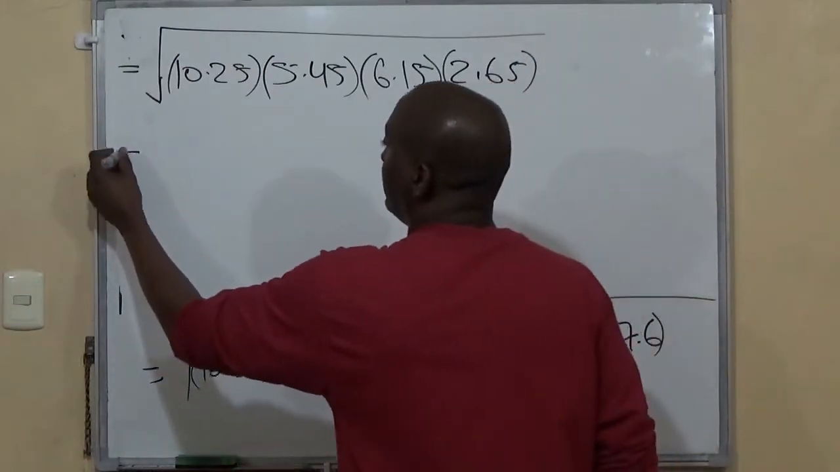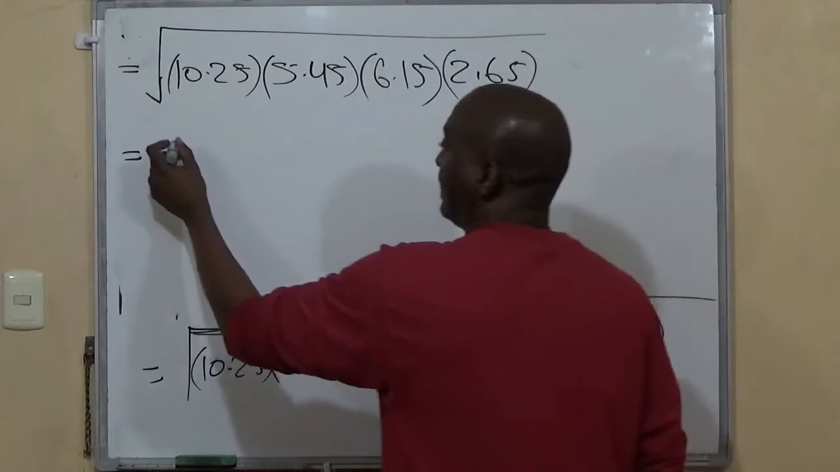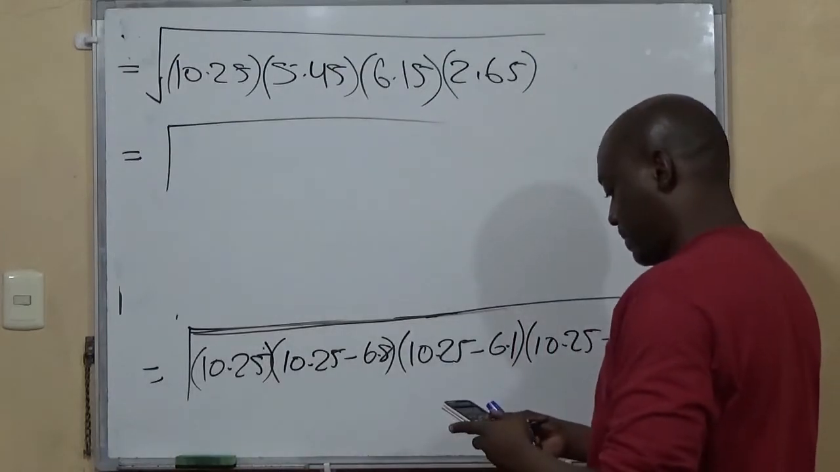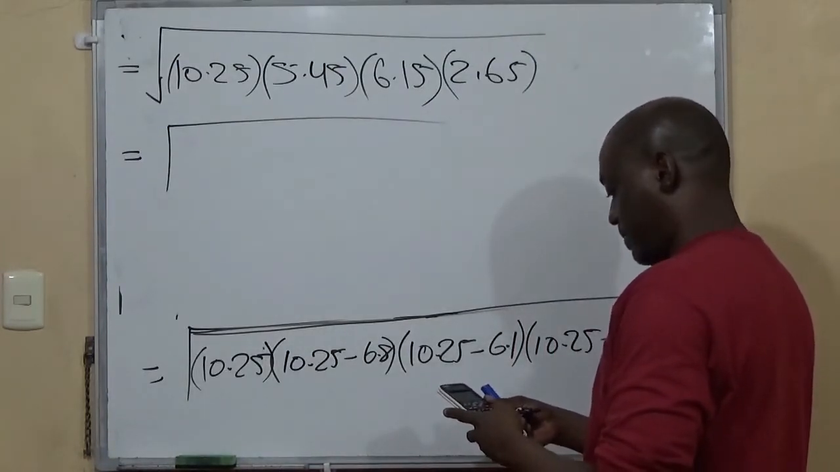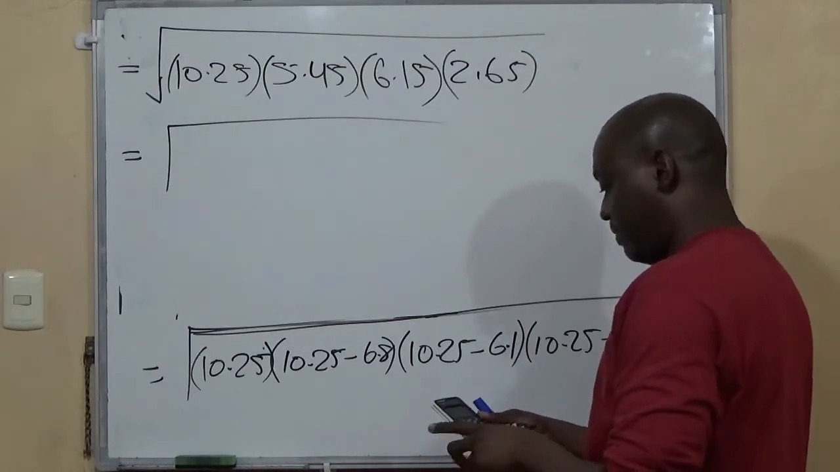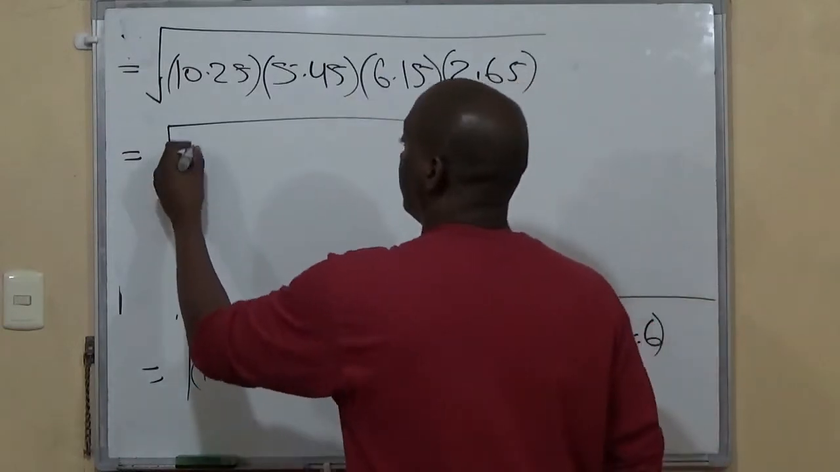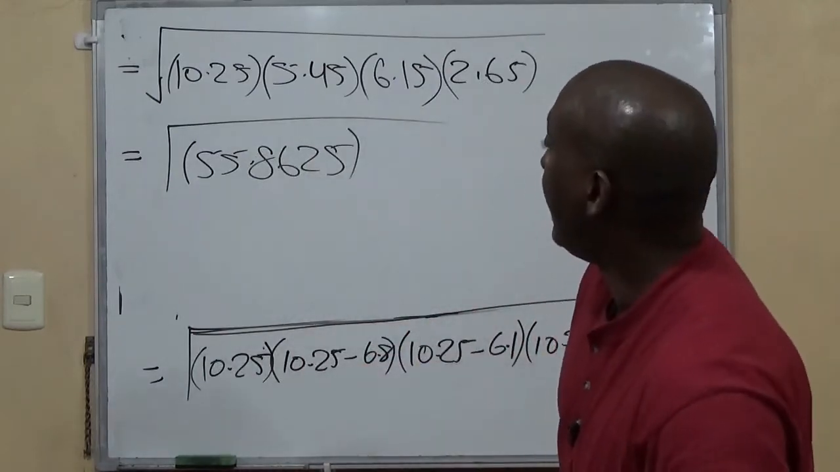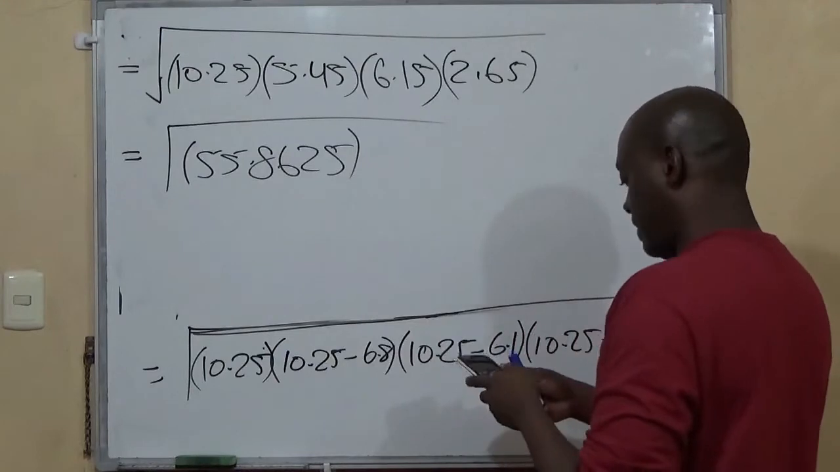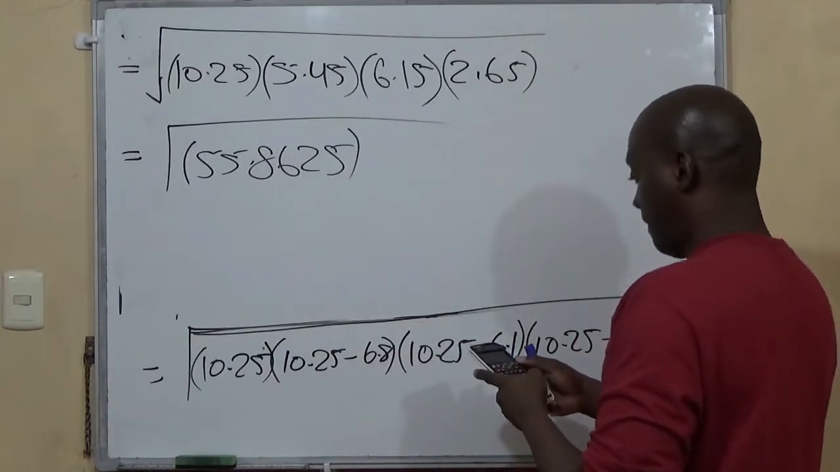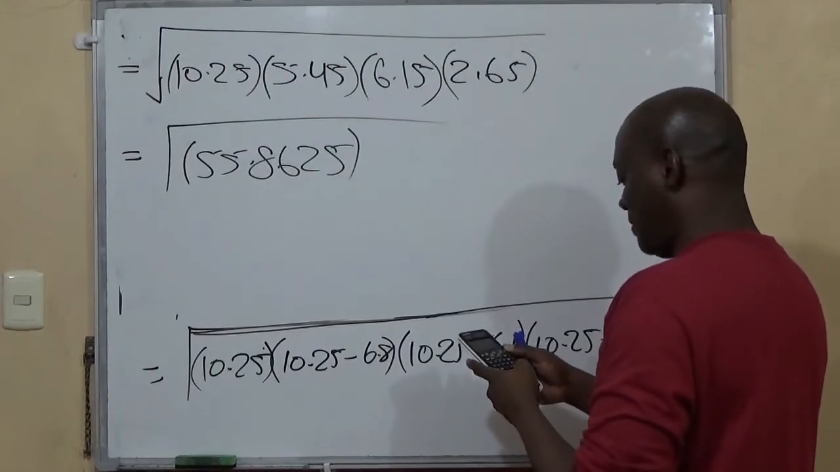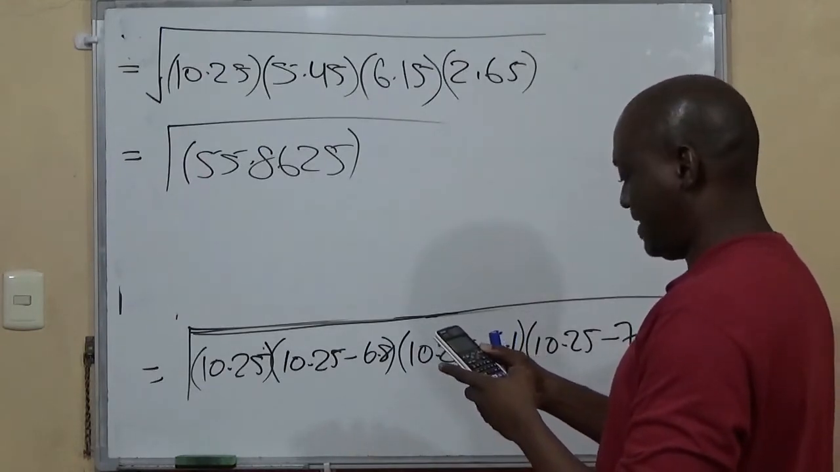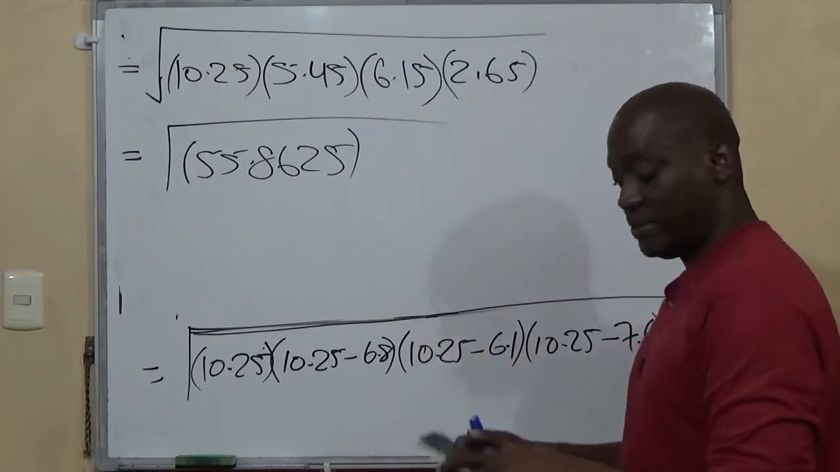All right, so then you multiply all of these things and you get that the area is equal to, now we take them two at a time just to be safe, 10.25 multiplied by 5.45, which is equal to 55.8625, in brackets. And 6.15 by 2.65 is equal to 16.2975.